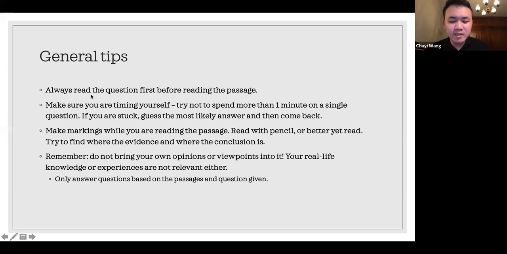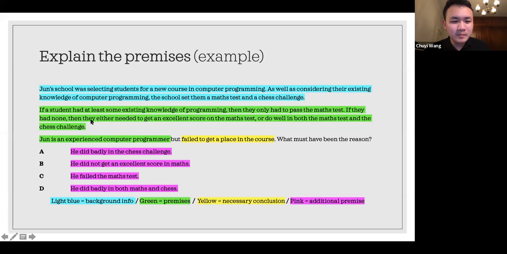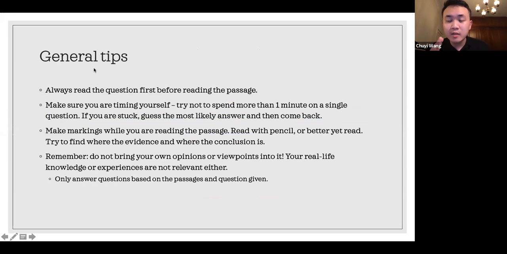That's why you always need to read, once again, let's go back to that slide, this line first. What must have been the reason? Okay, Jun is an experienced computer programmer but failed to get a place in the course. What must have been the reason? Now, while you're thinking to yourself, once you read that line, okay, I have to find the missing piece of information. Or if it's a strengthen or weaken question and you read the words, which one of these most strengthens Anne's mother's argument? You have to think to yourself, okay, that's what I'm looking for, a place to make it stronger. So you always read that line first, otherwise you're going to waste a lot of time.